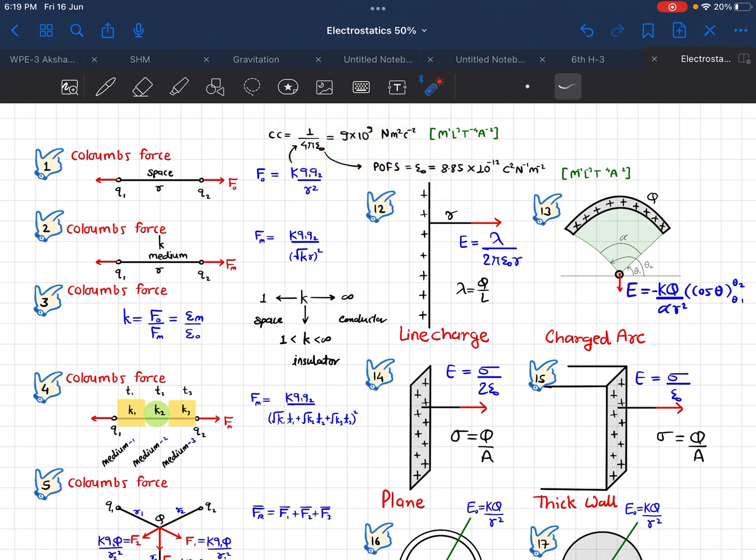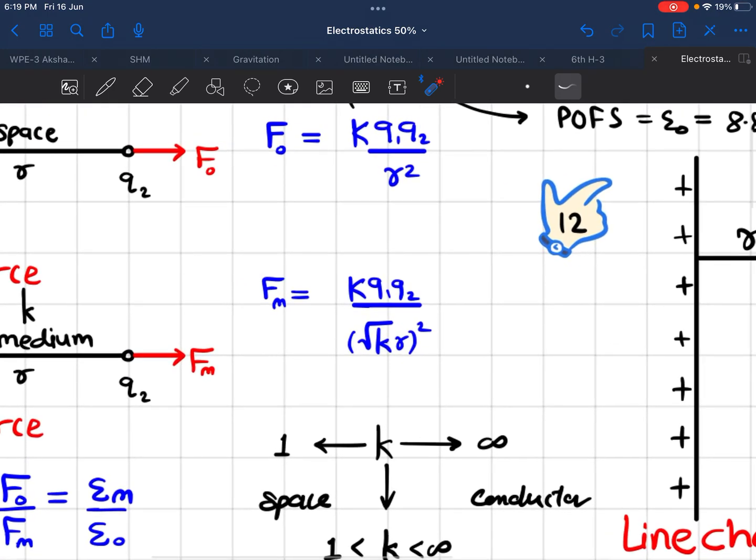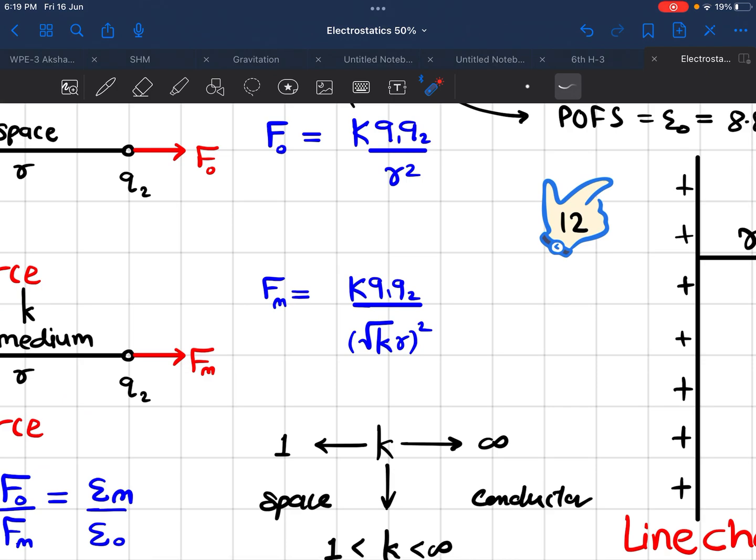Now, if we have a medium instead of free space, then what is the formula for Coulomb's force? It will be K Q1 Q2 by square root of k into R whole square.